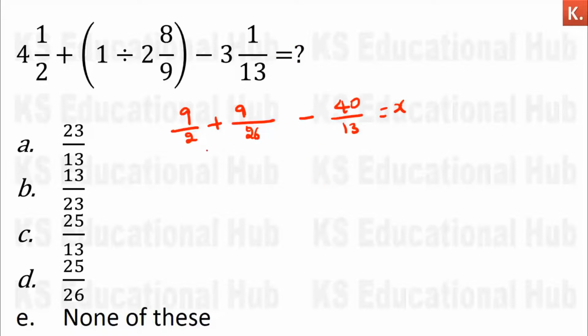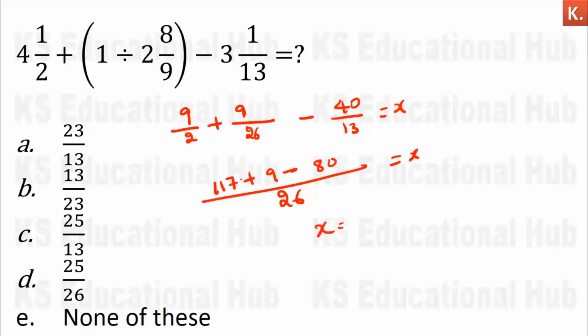If we take the LCM of these three values 2, 26 and 13, the LCM would be 26 itself. 26 divided by 2 is how much? 13. So 13 into 9 is 117 plus 26 divided by 26 is 1. 1 into 9 is 9 minus 26 divided by 13 is equal to 2. 2 into 40 is equal to 80 is equal to x.